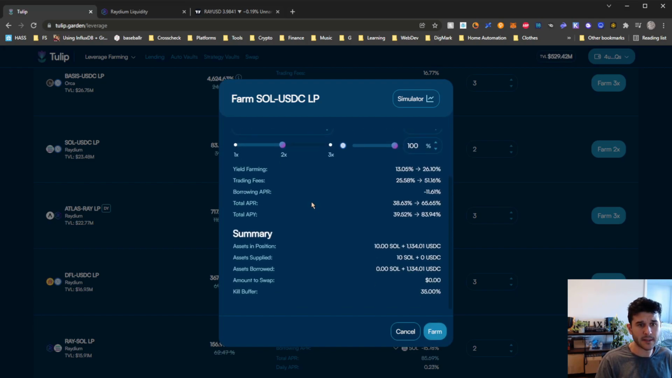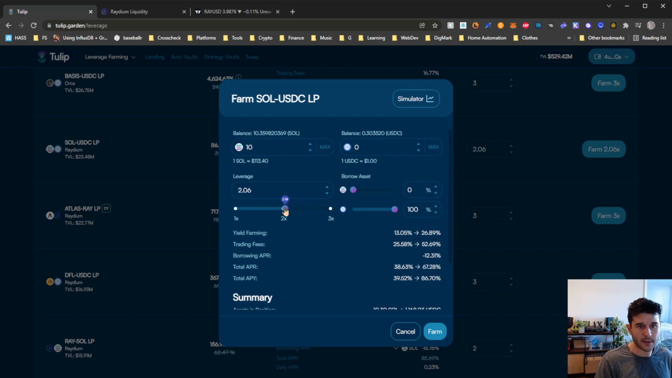If we were to crank this leverage up, you'll see that both sides of the assets in position row increase to maintain the 50-50 balance. We borrow more USDC, and then we actually now start to swap some. And all that's doing is swapping the difference in the amount of USDC that you're borrowing versus what you're matching on the other side. So it's going to, in this case, sell about 250 USDC for Sol and put that into your Sol side of this position.